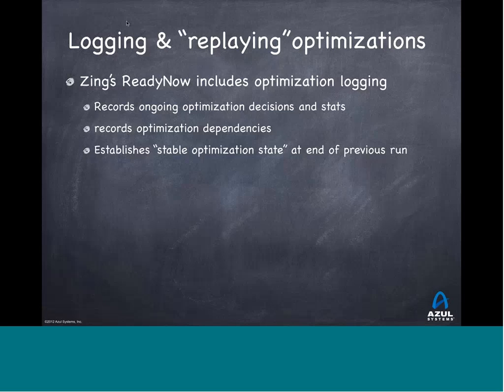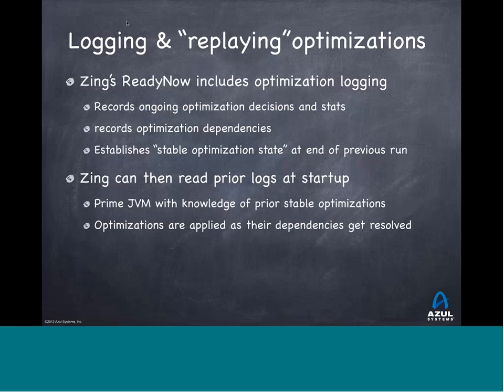And this establishes basically a stable optimization state at the end of the previous run, or as far as the previous run had run. When you start a Zing JVM, you can have it use a prior JVM's log at startup to prime the JVM with the knowledge of those prior stable optimizations, without this new JVM having to learn them from scratch and having to be warmed up the same way. And those optimizations are applied not immediately at the startup point, but as their dependencies are resolved and as they can be safely, semantically applied to the code that runs.